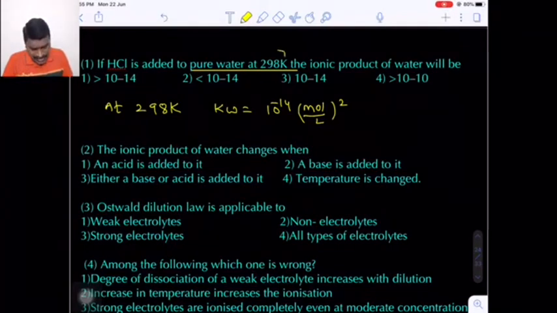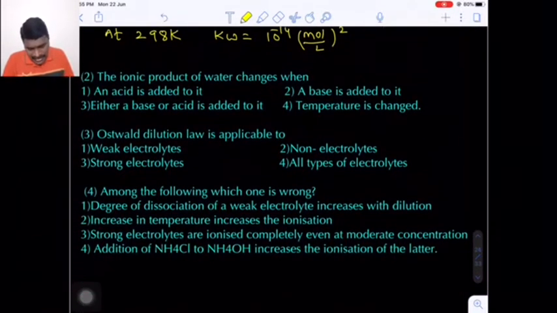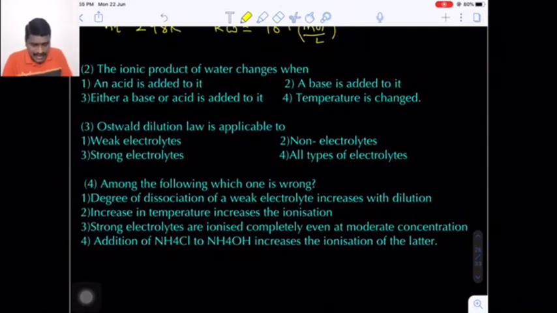Now already in the question temperature is mentioned, so the answer of the ionic product of water will be 10 raised to minus 14. Okay. Now the second question, the ionic product of water changes by changing of what?